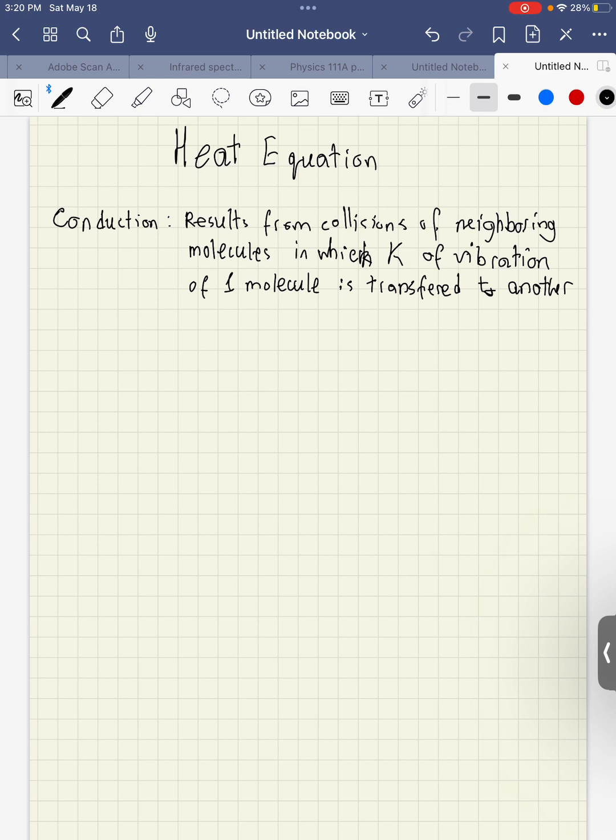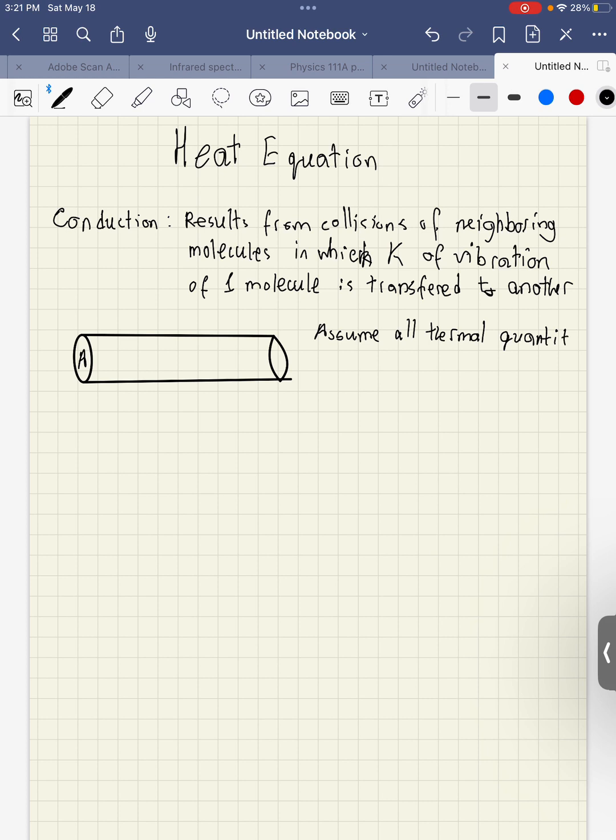We're going to start by considering a rod. Suppose we have a rod which has a constant cross-sectional area A. In this case, we're going to assume all thermal quantities are constant across the cross section.